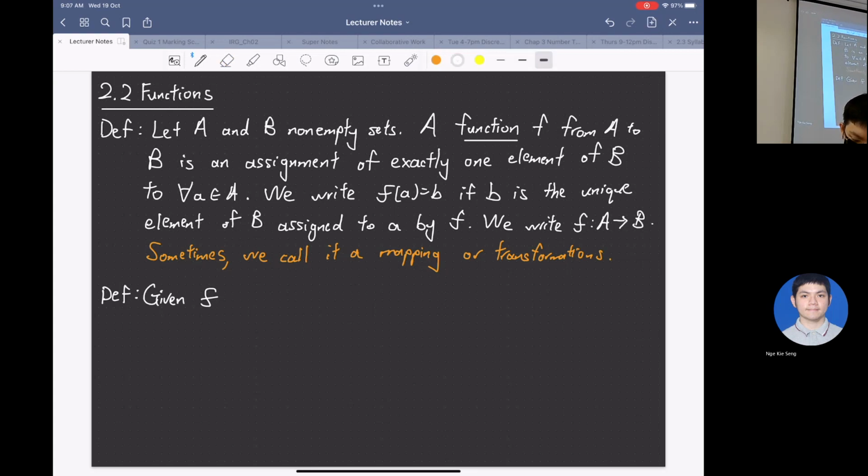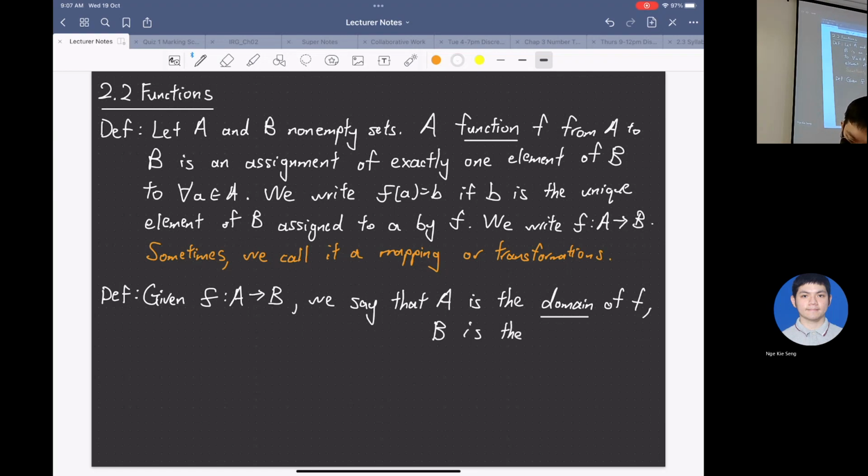Given a function f, we say that A is the domain of f, and B is the codomain of f.